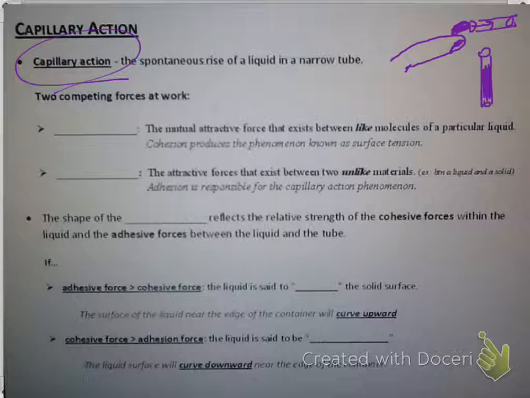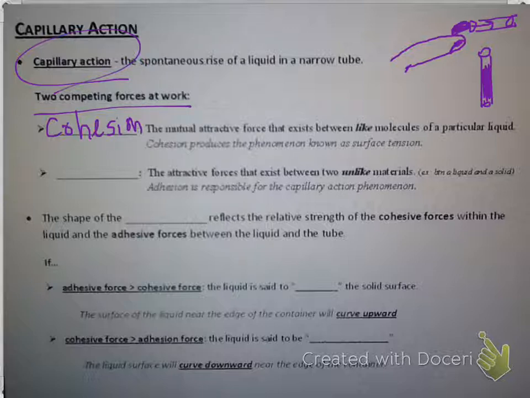Well, that's the definition. It's the spontaneous rise of a liquid through a narrow tube. How does it occur spontaneously? What is the force pulling this liquid up into this tube? Well, it turns out there's actually two forces competing against one another in this process. The first force is something we've actually looked at before. We just didn't define it. It's called the force of cohesion.